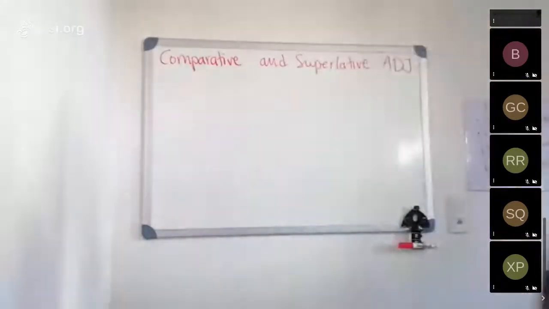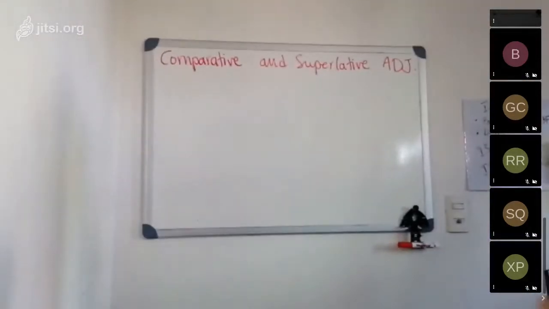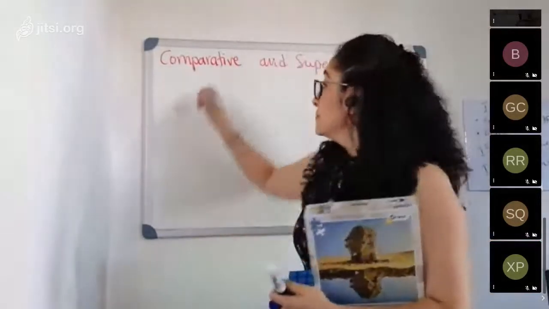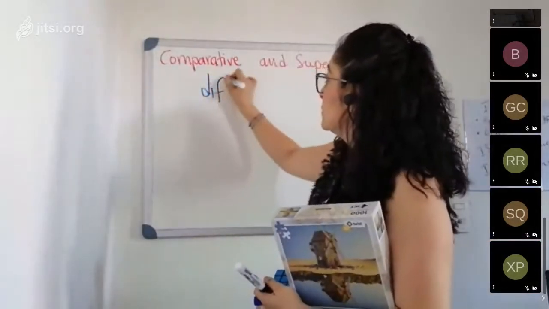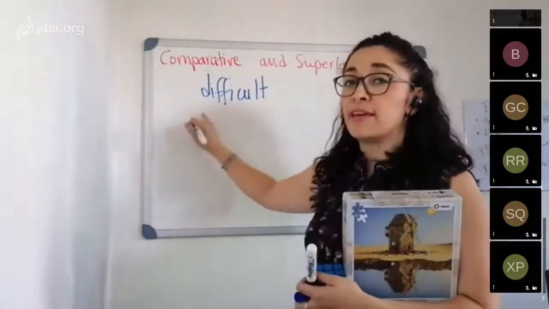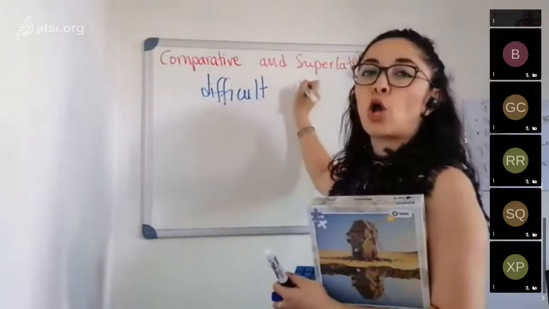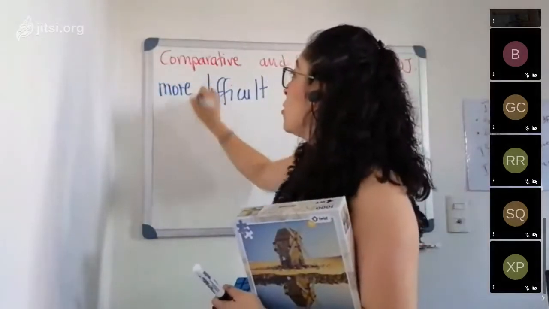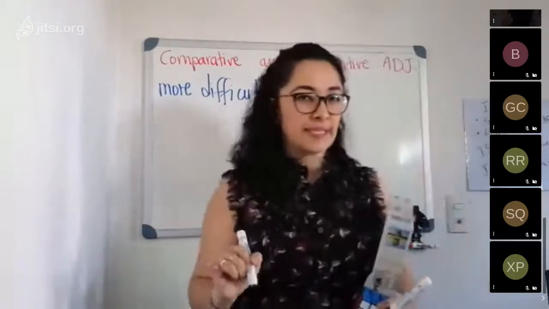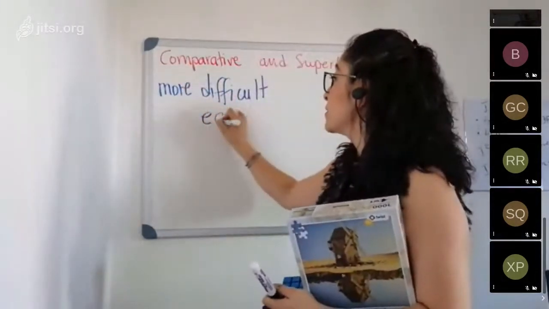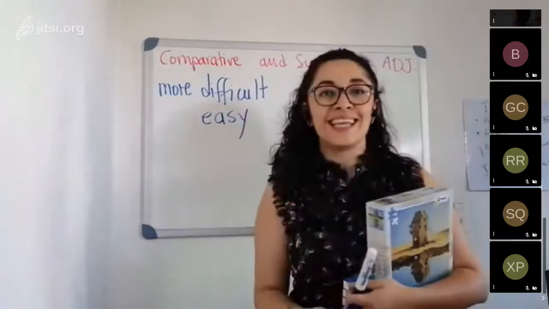So, what is more difficult? Difficult, three syllables. We don't say difficulter. This one doesn't accept that, so we say more difficult. What is the opposite of difficult? The opposite of difficult is easy.